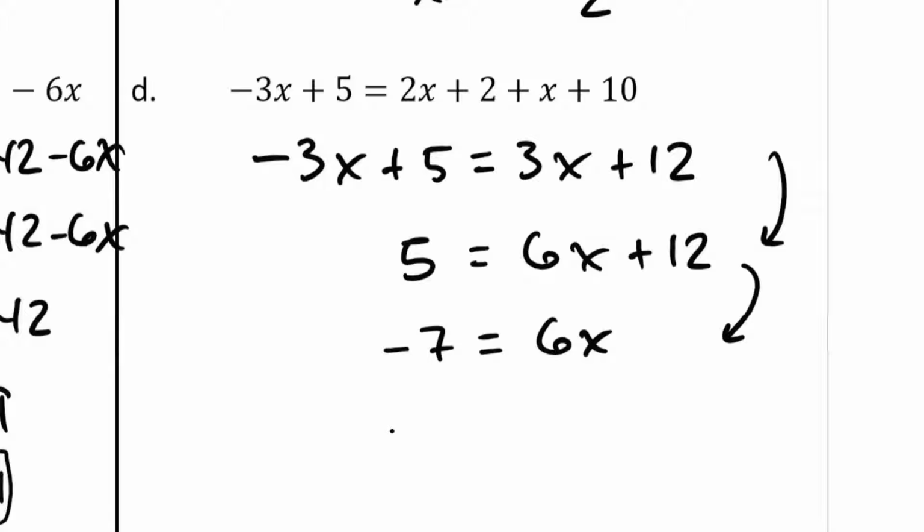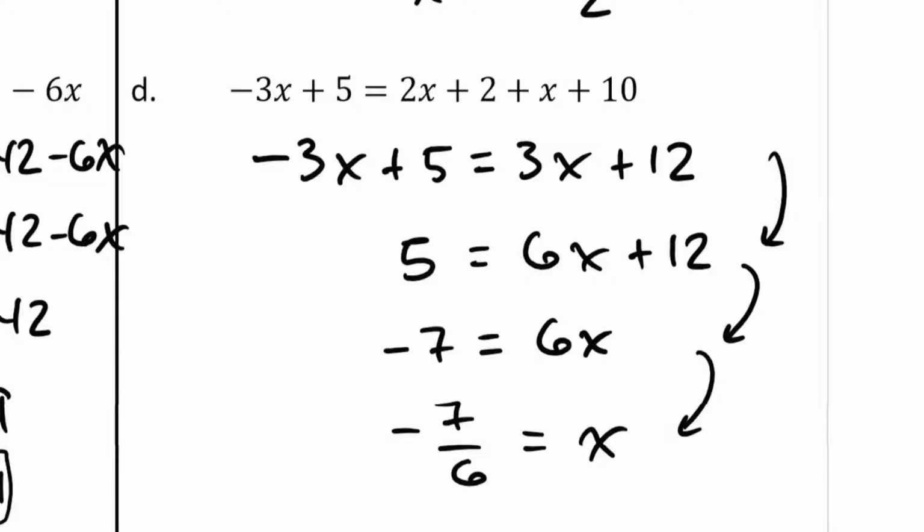What am I doing to both sides? I'll tell you what I did. I divided both the left-hand side and the right-hand side by 6. When I do that, I get x is negative 7/6.